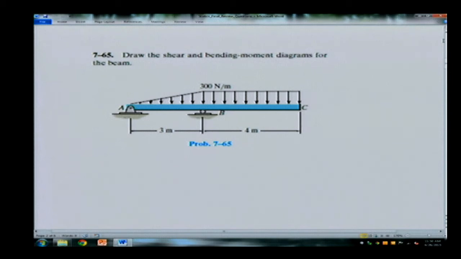The first step was to draw our diagrams. So we have a pin support at A. So we have our AY, our AX. Then that other support just has one force. It can't move in the Y direction.